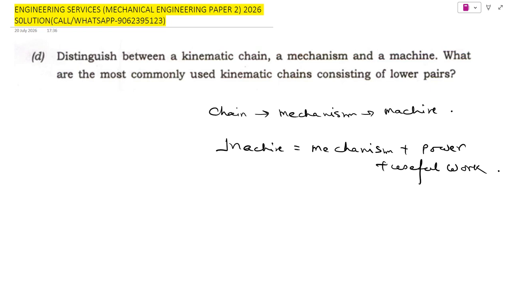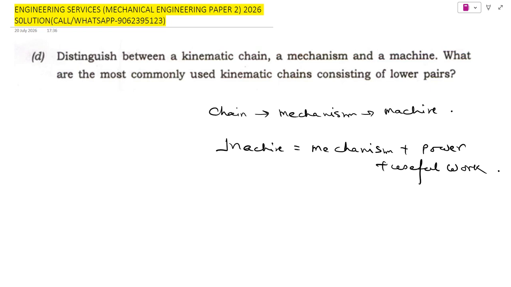And what about useful work? For the kinematic chain, this is a big no. For the mechanism, this is generally no, and for the machine, this is yes. Examples: for the kinematic chain, four connected links; for the mechanism, the slider crank mechanism; and for the machine, IC engine, lathe, pump, etc.